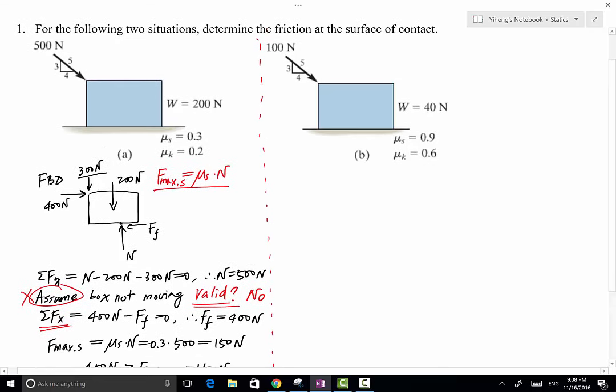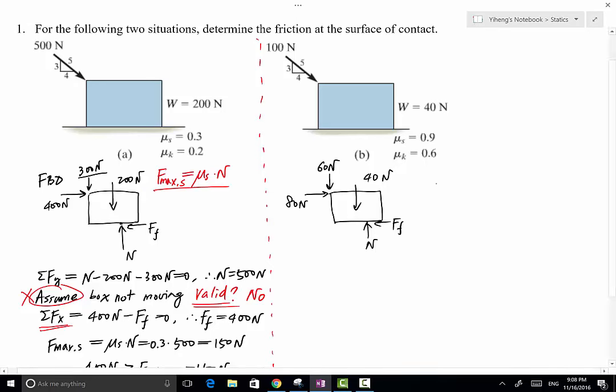So the second problem over here is very similar. So I'm going to do it really fast. We start with the free body diagram. We have weight force, only 40 Newton. The 100 Newton applied force is resolved into a horizontal 80 Newton force and a vertical 60 Newton force. Again, we have a normal force with unspecified location. And we also have frictional force. Right now, we don't know if it's static friction or kinetic friction.